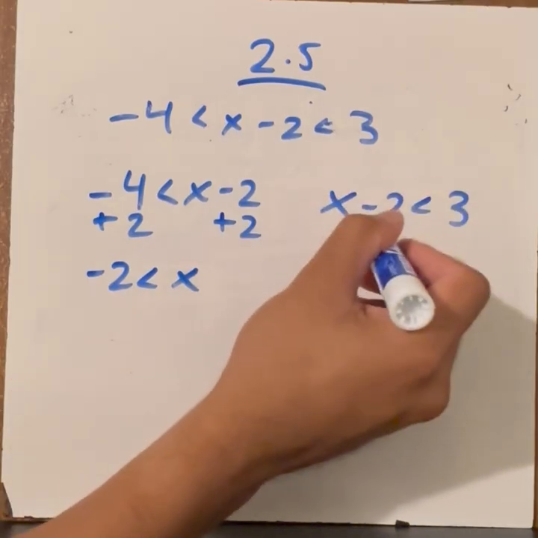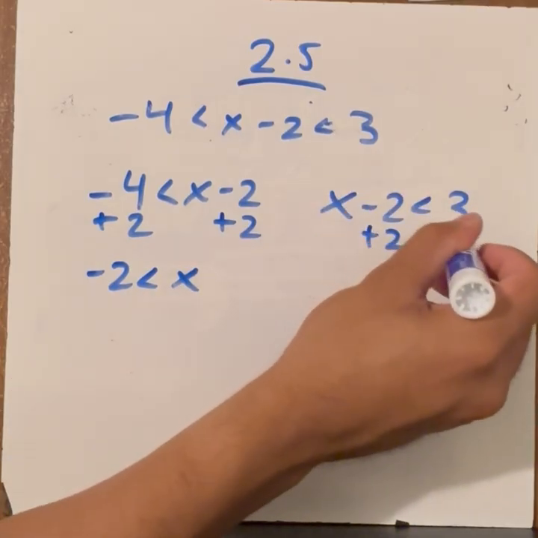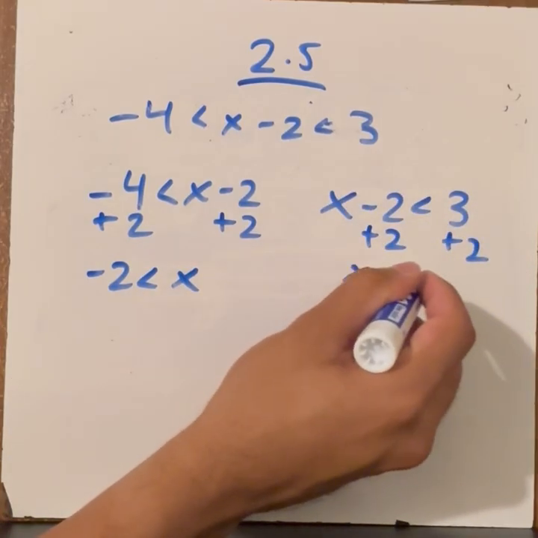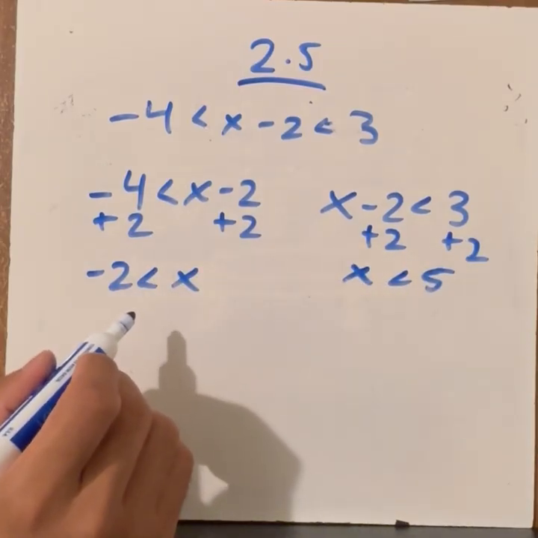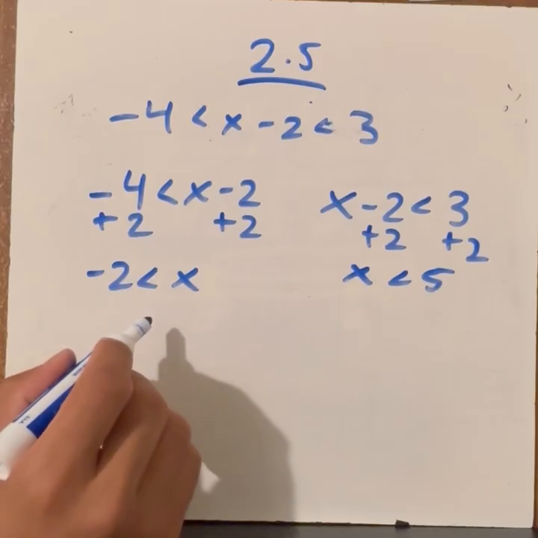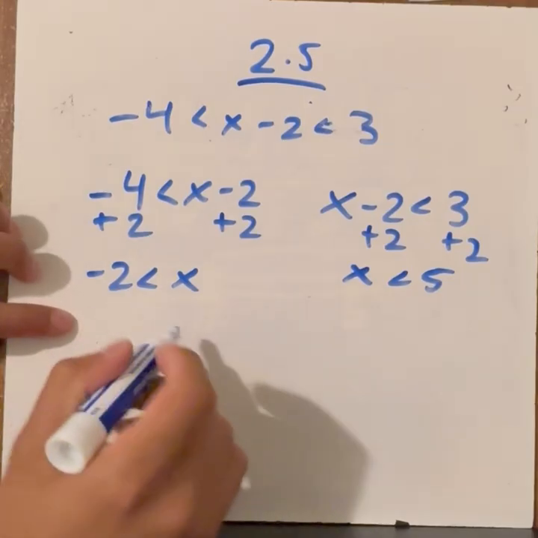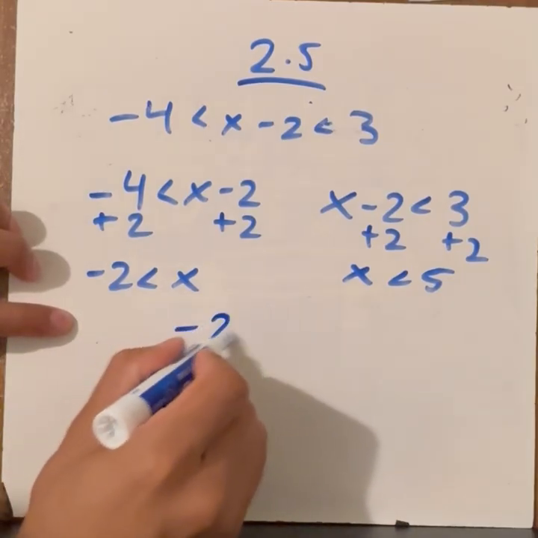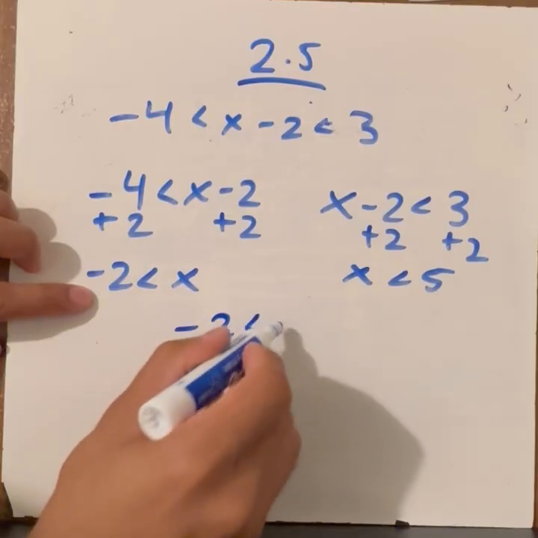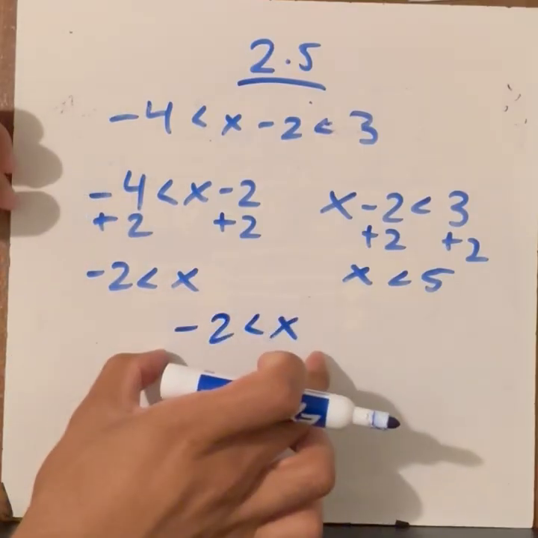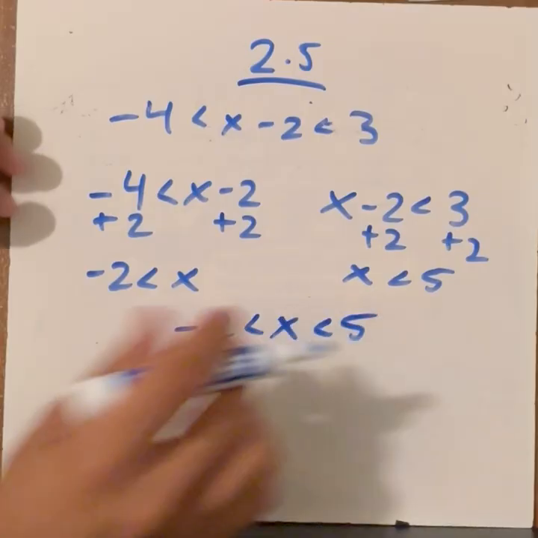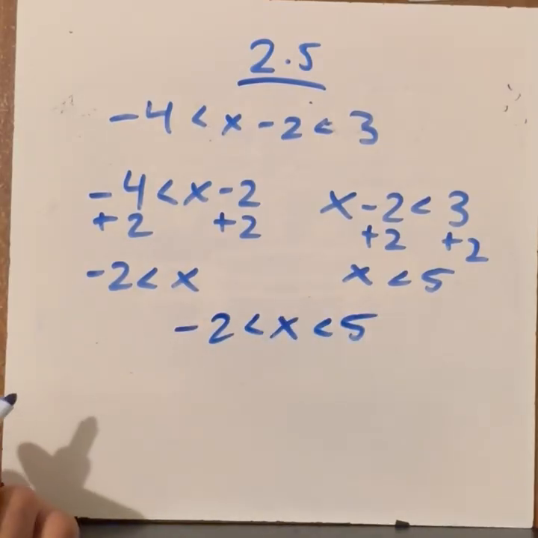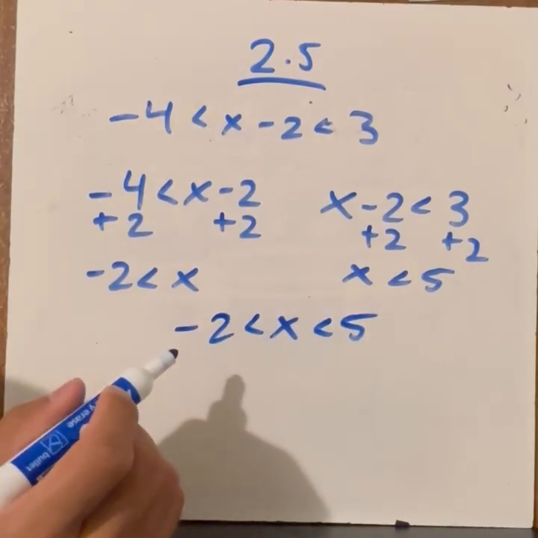And to solve this one, we have to add the 2 to get x is less than 5. Okay. Recognize that you can combine these into one answer if you wanted to, saying that negative 2 is less than x, which is from that part, but then x is also less than 5. So you could combine this all in one answer, and you could also just put this on a number line.